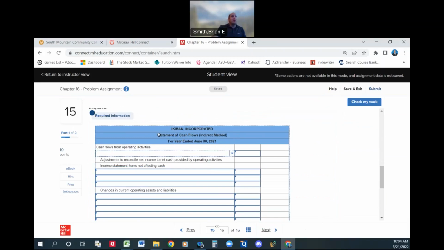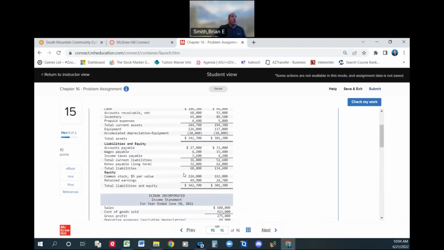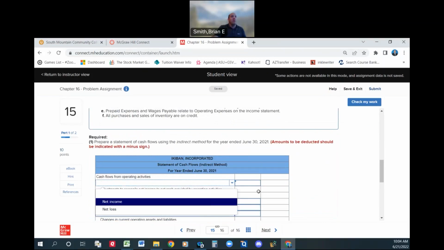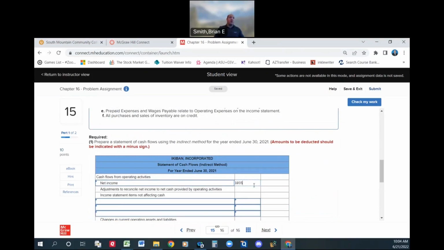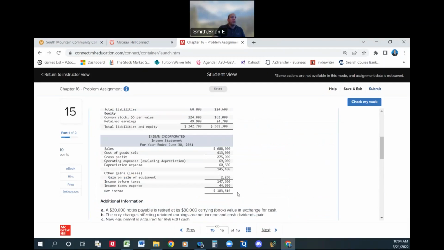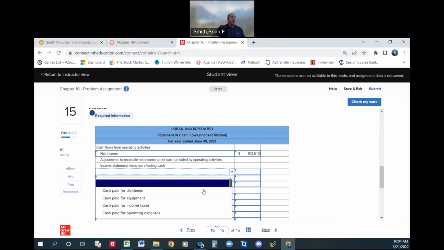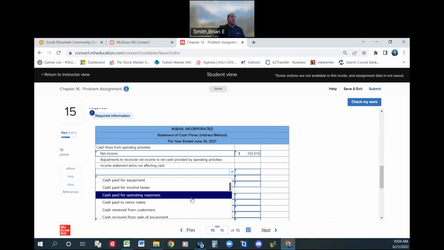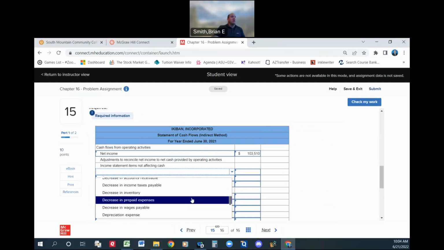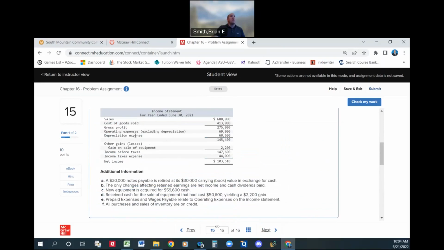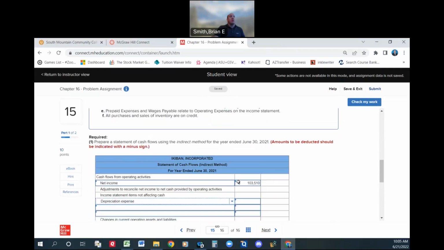So this one, statement of cash flows using the indirect method. Let's find out. We had a net income of 103,510. So we're going to go net income, 103,510. Yes, just double checking. All right, adjustments to reconcile net income to net cash provided by operating activities. Income statement items not affecting cash. First of all, we're looking for depreciation expense. So we have depreciation expense, 60,600.